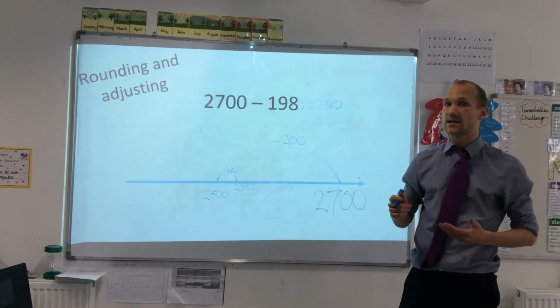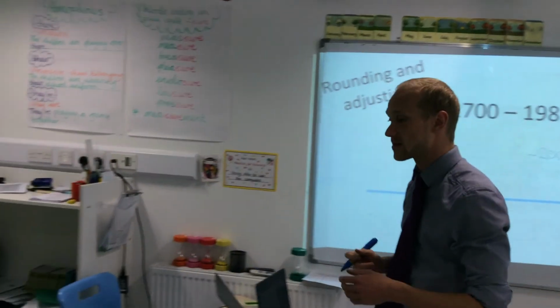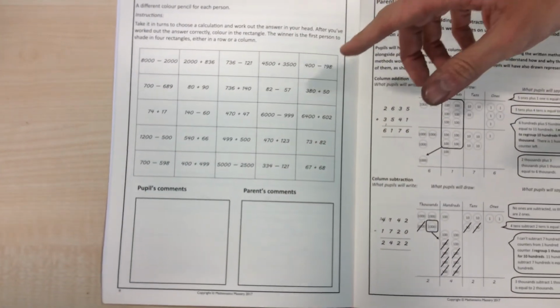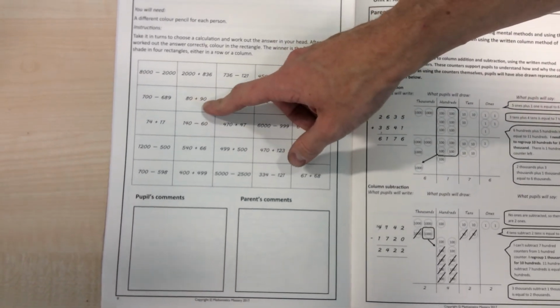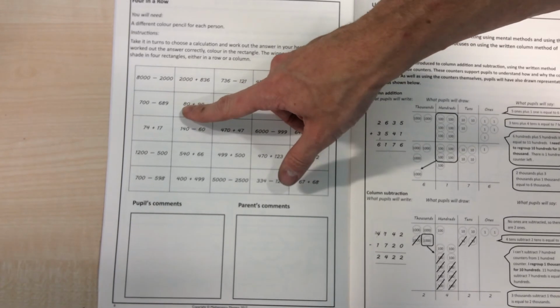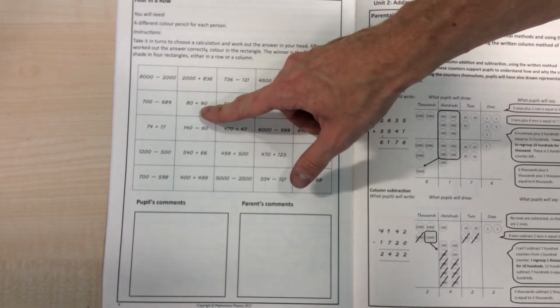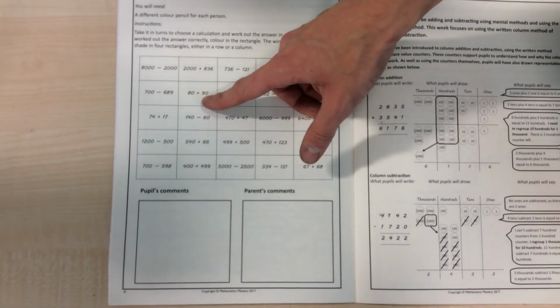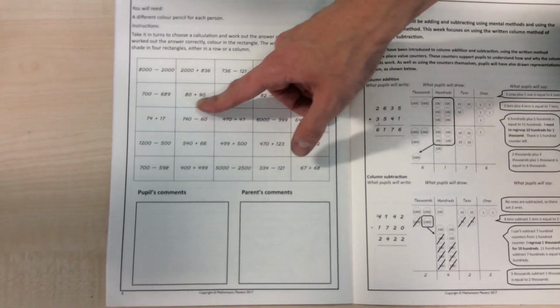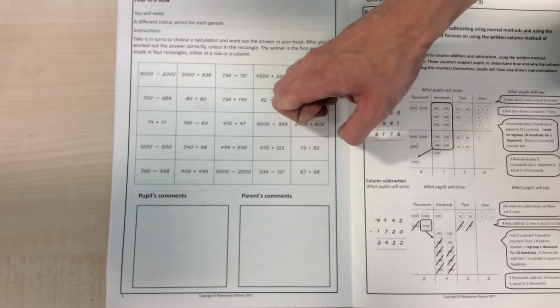Let's take a look at today's homework for this weekend. And we can see that there's lots of different calculations, and you can have lots of fun with your children, looking at each one and deciding which mental strategy shall we use for 80 add 90? Are we going to use deriving related facts? Are we going to use rounding and adjusting? Or are we going to use partitioning?